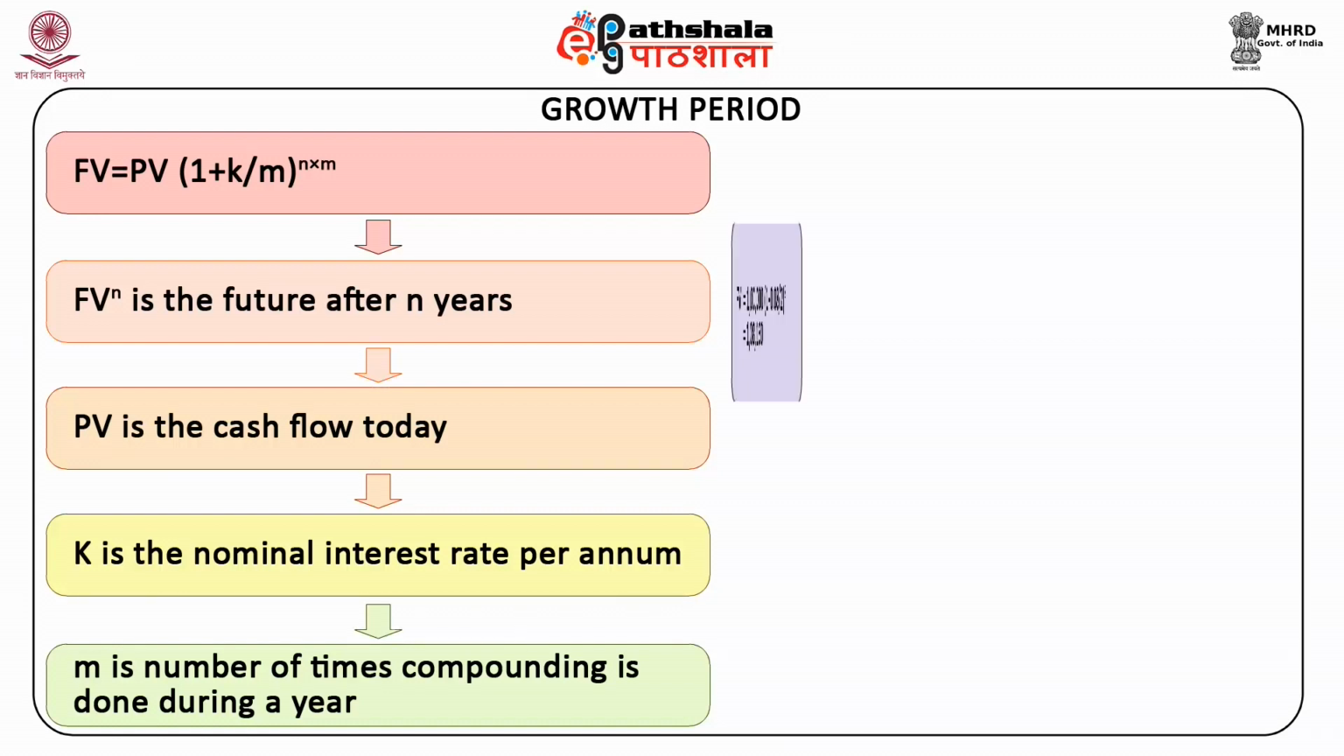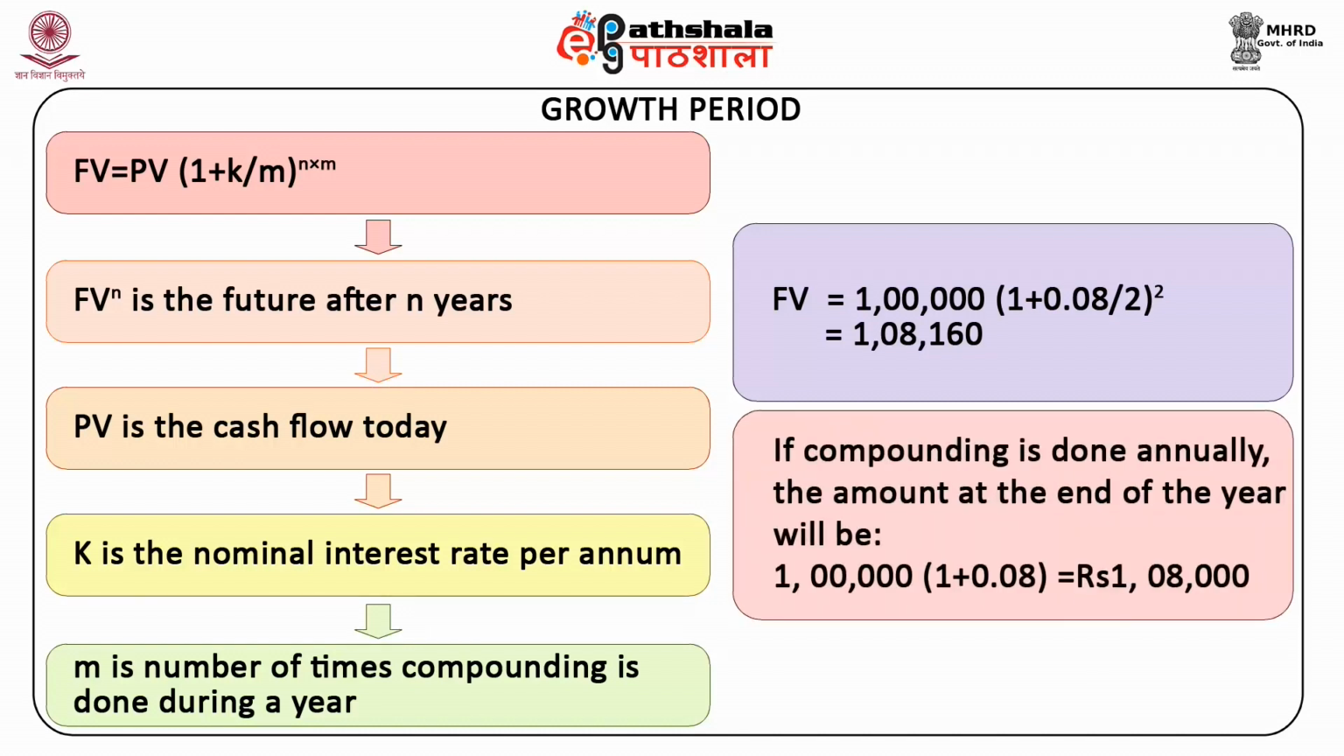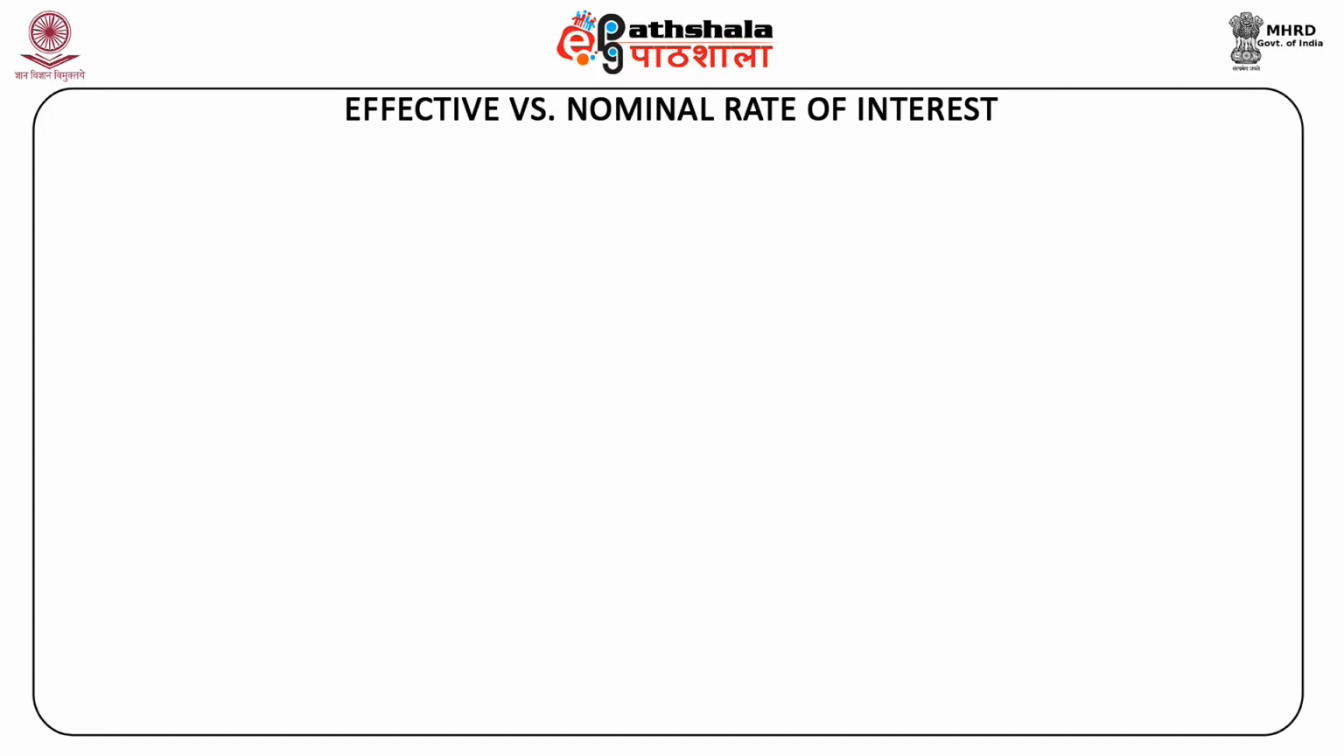So in our example, future value is equal to 1 lakh multiplied by (1 plus 0.08 divided by 2) raised to power 2, which comes to 1,08,160. If compounding is done annually, the amount at the end of the year will be 1 lakh multiplied by (1 plus 0.08), which is equal to 1,08,000. This difference of 160 is because under the semi-annual compounding scheme, the interest for the first 6 months earns interest in the second 6 months.